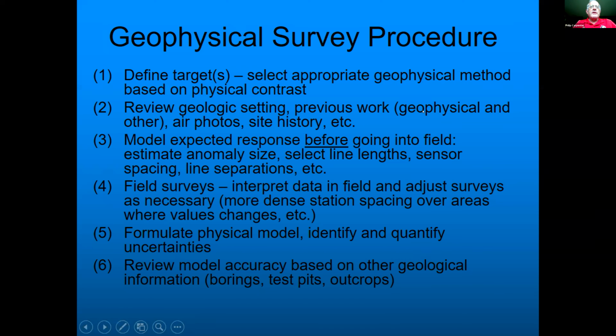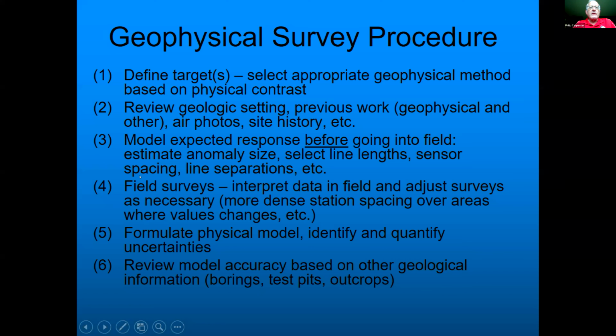That's really important. Review any kind of previous work from your site. This is really important to model the expected response of your target before going into the field, because if your response is too small, you're not going to see anything. So that's really important to do. So the first three steps are before you actually go into the field.